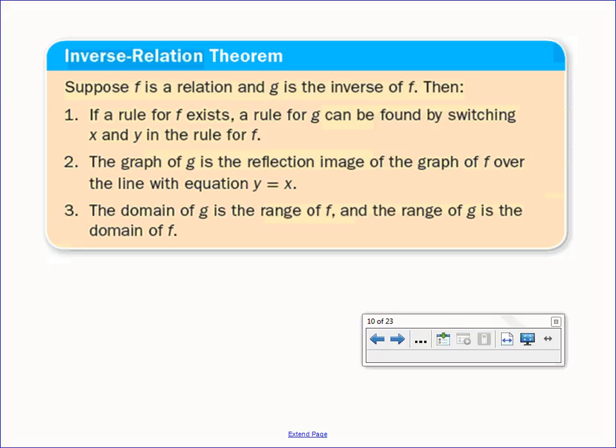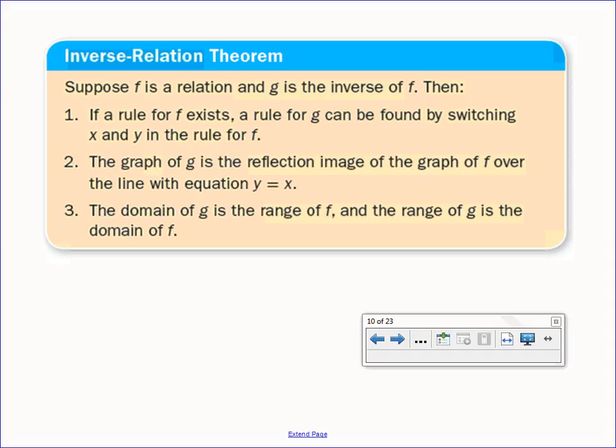Suppose f is a relation and g is the inverse of f. Then we've got several different properties that hold true. 1. If a rule for f exists, a rule for g can be found by switching x and y in the rule for f. So that's exactly what we did to find the inverse relation. We switched x and y on every point. It's that easy. 2. The graph of g is the reflection image of the graph of f over the line with equation y equals x. And we just saw that visually in our last picture. To get a function's inverse graphically, we can simply reflect it over the line y equals x.